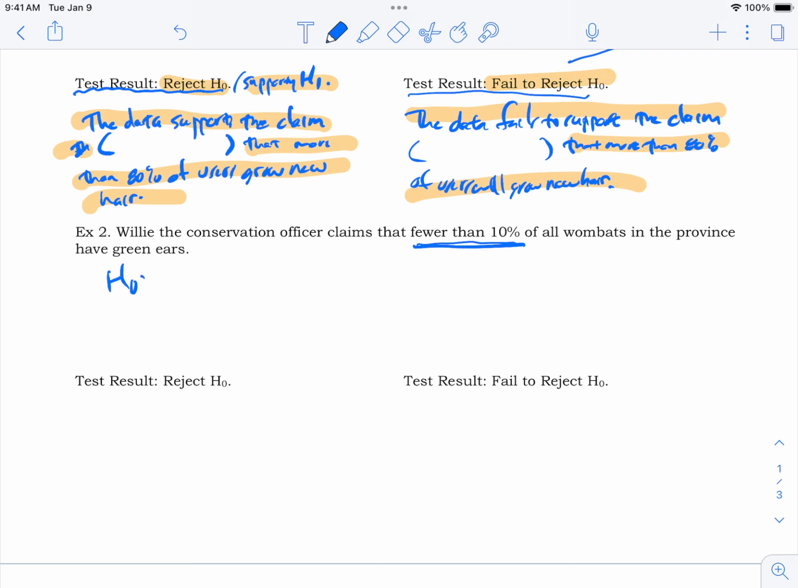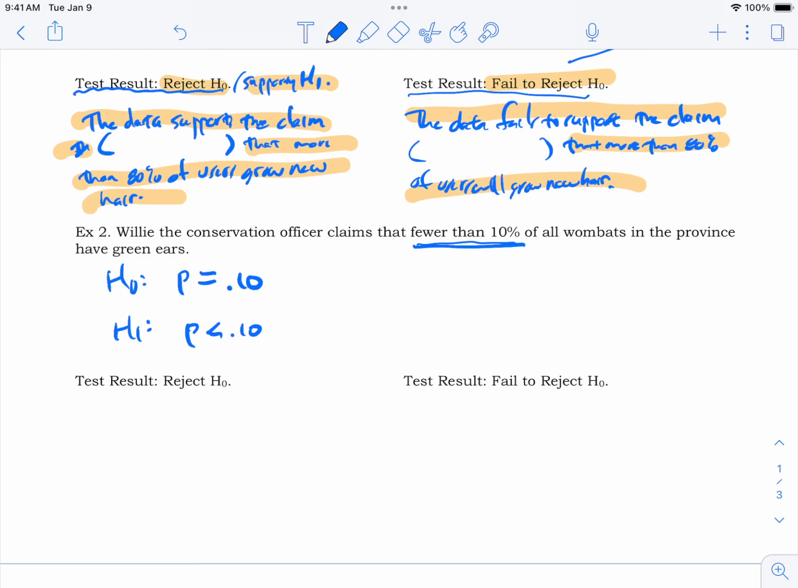So the H0 is going to be, and again we're talking percentages here, so proportion P, and the H0 is always the equals, and our cutoff is 10%, and the H1, which is what we hope to support, a successful hypothesis test will reject the H0 and support the H1. Anyway, we want fewer than. We're hoping to decide in favor of fewer than.